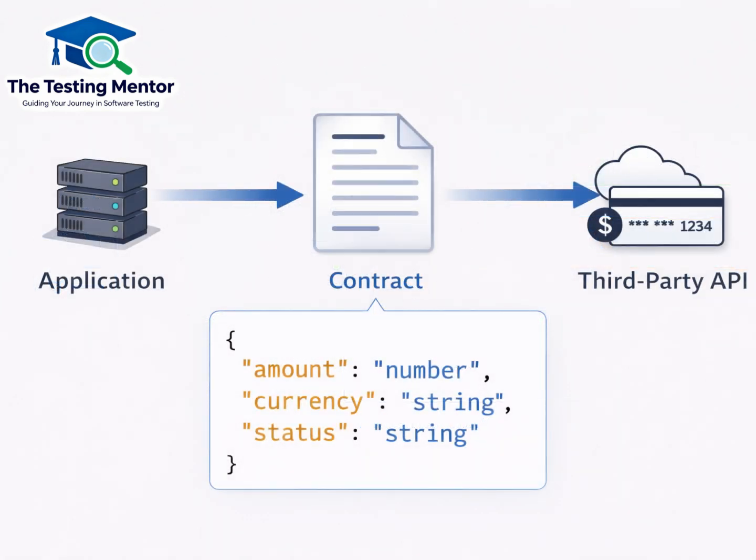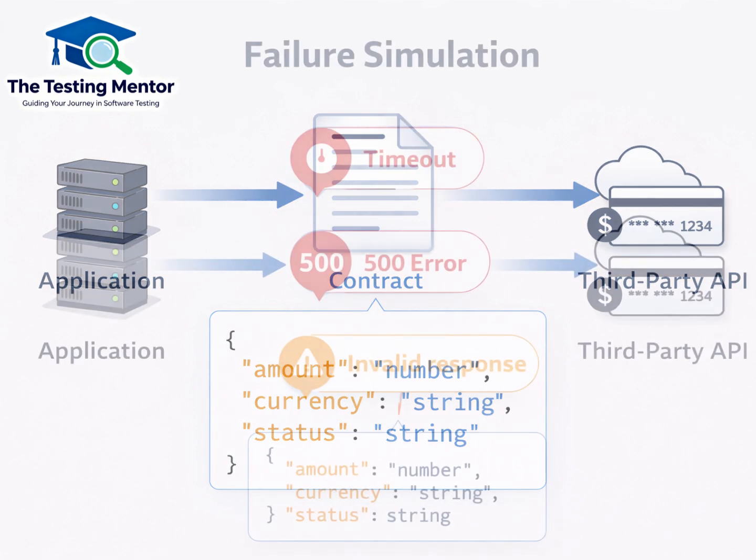Even if you mock the API, you still need to ensure that your integration matches the real API contract. This is where contract testing becomes important. A contract defines request format, response format, required fields, status codes. Contract tests ensure that your application and the third party API remain compatible.